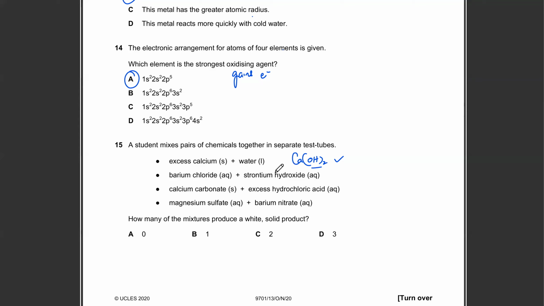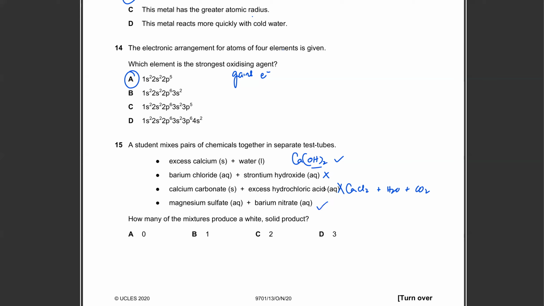Barium hydroxide, but that's soluble. It wouldn't produce because solubility increases. I mean, they're all soluble. Any combination that's going to be soluble. Barium hydroxide, strontium chloride, they're all soluble. What about this one? Calcium carbonate with excess HCl. It will produce calcium chloride, which is soluble, plus water plus carbon dioxide. So everything is soluble. So that's not going to produce it. And the last one.